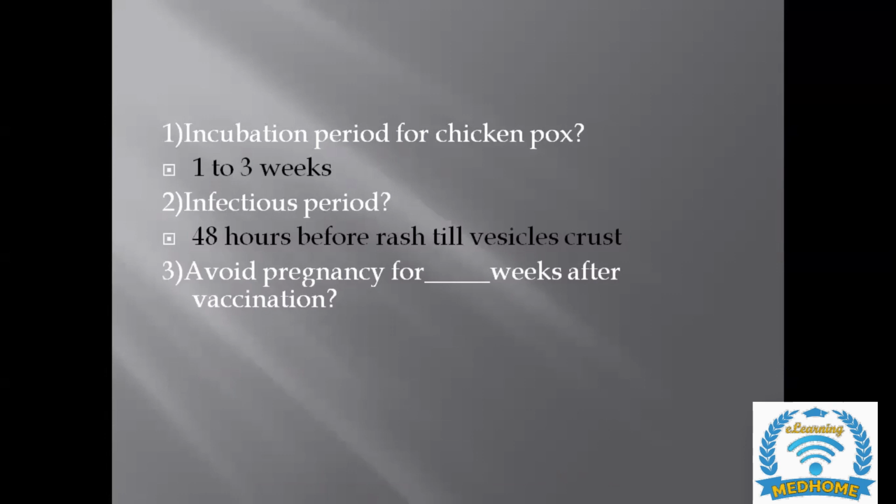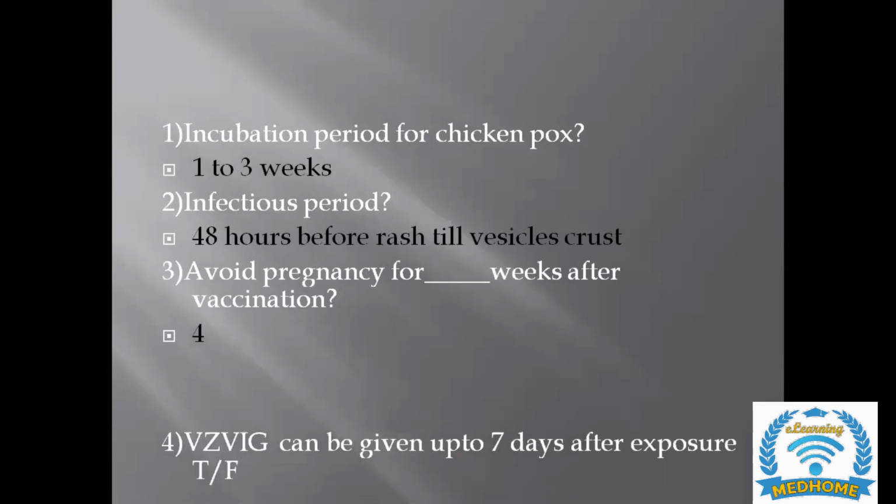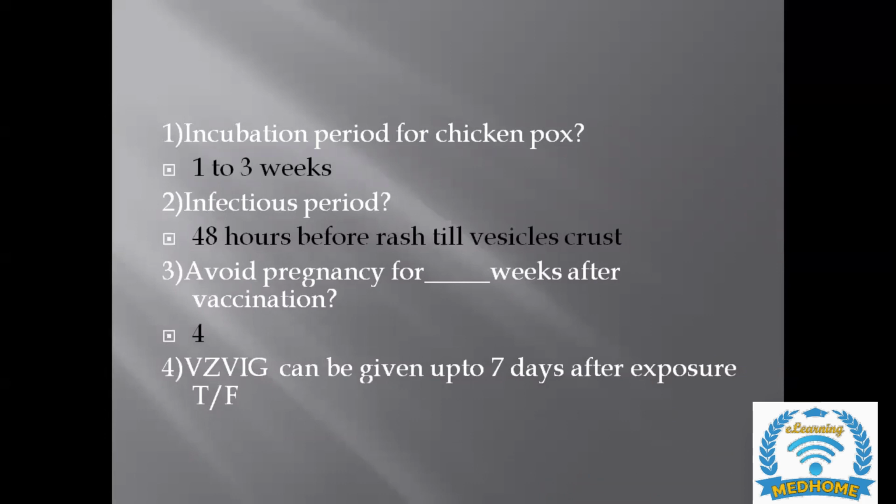And why is it so? Why do we need to prevent pregnancy? Because it's a live attenuated vaccine. Yes, it's a live attenuated vaccine. Okay. Varicella zoster immunoglobulins can be given up to 7 days after exposure. True or false? False, can be given up to 10 days. So it can be given up to 7 days, so it is true. Yes, true.